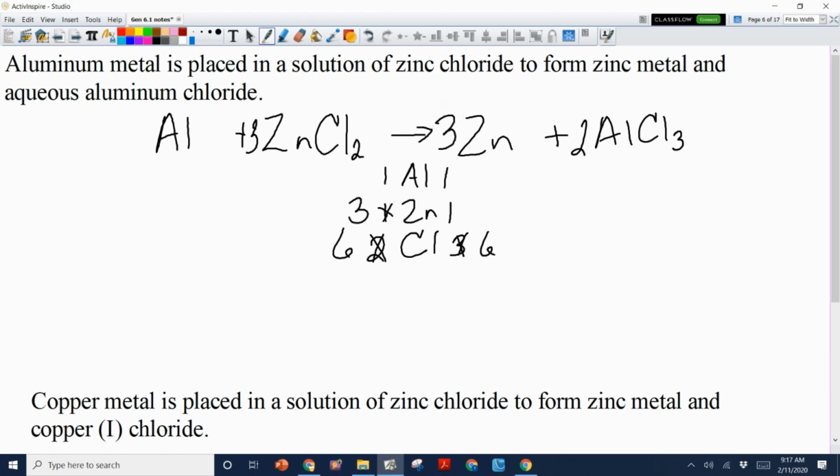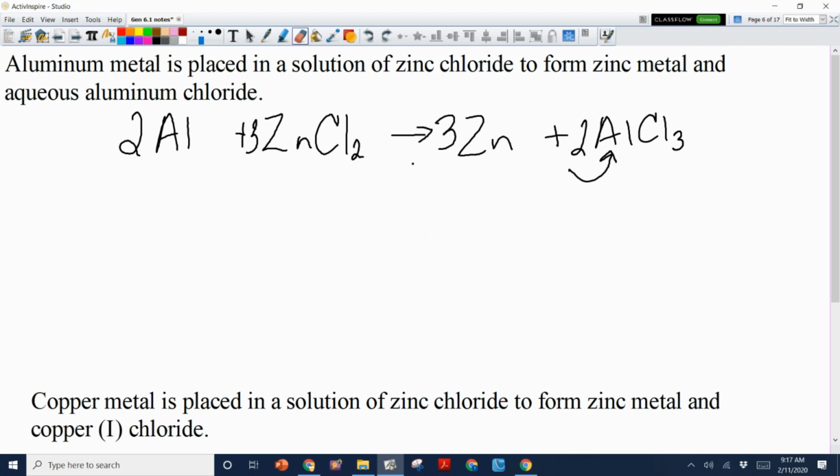So I need to add a 3 here to make zinc 3. And this made aluminum 2 on the right-hand side. So I need to put a 2 on this side to make that aluminum 2 as well. All right, so that's a balanced equation right there.